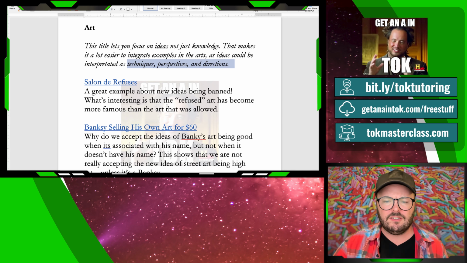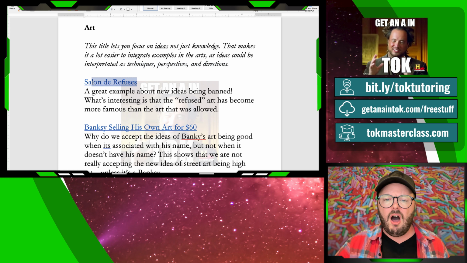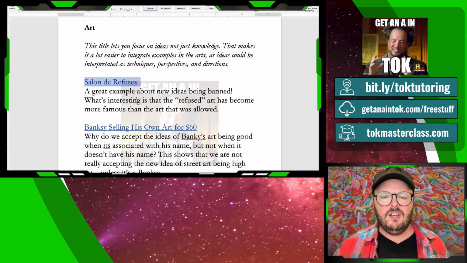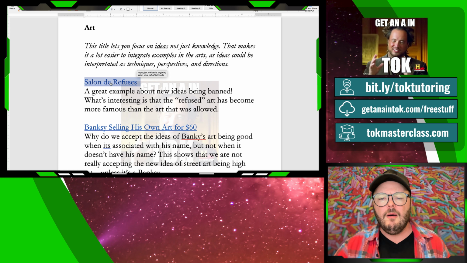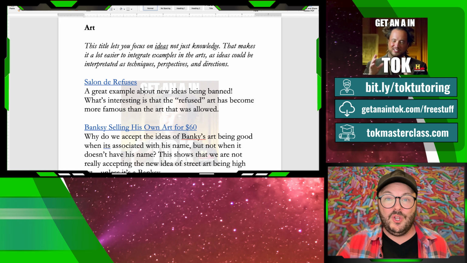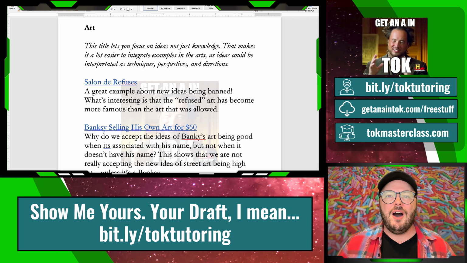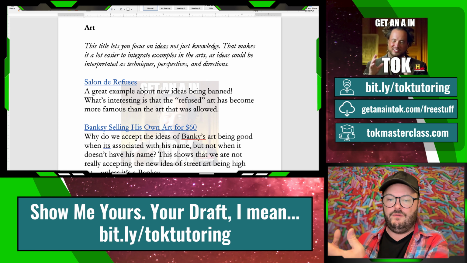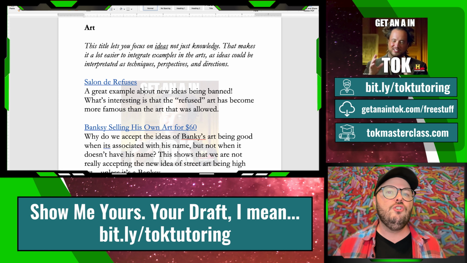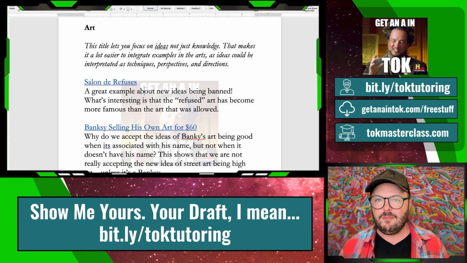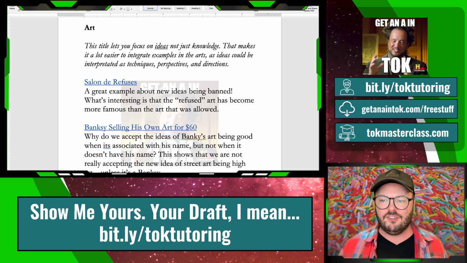So let me give you a couple things. I'm going to butcher some French, so if you're French, I apologize. The Salon des Refusés. I don't know how to say it. But basically, a lot of really good art was banned, and so they took the banned art and they presented it in the Salon des Refusés. So that's a really interesting idea about what new ideas are not accepted. This is literally what the title is asking, okay?